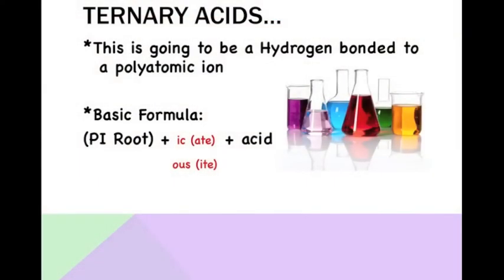Alright, so you just learned about binary acids. That was pretty simple, and I think you're ready to step it up a notch. Let's learn about ternary acids. So this is going to be hydrogen. This time, instead of an element, it's going to be with a polyatomic ion. So it's really easy because we can use a formula. You'll have the polyatomic root plus the ending you change plus acid.